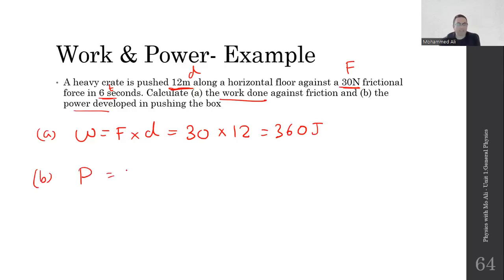Calculate the power developed in pushing the box. So power is energy or work over time. So that's 360 divided, what's the time again? 6 seconds, 6. So 360 over 6. This gives me 60 watts. The unit of measurement of energy is joules. The unit of measurement of power is watts.